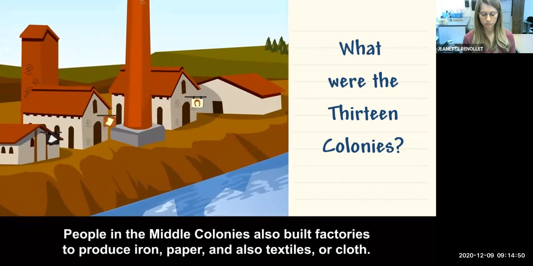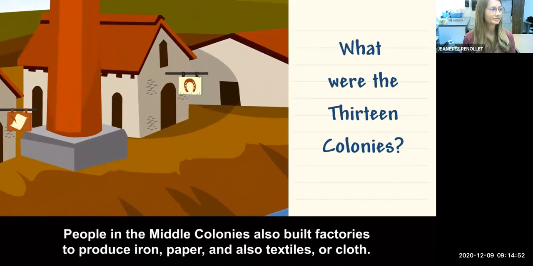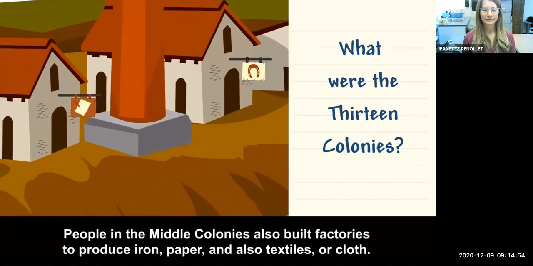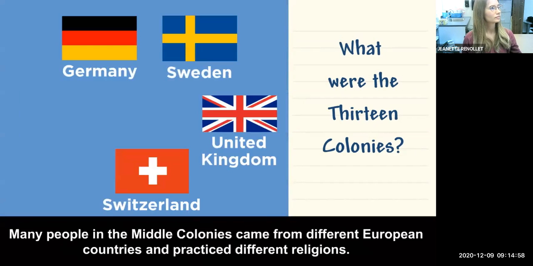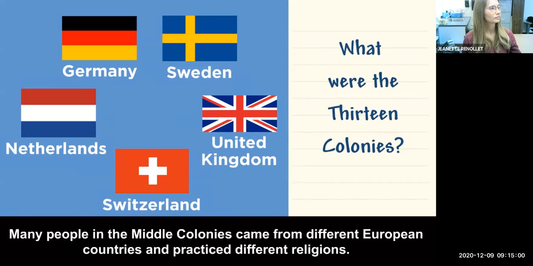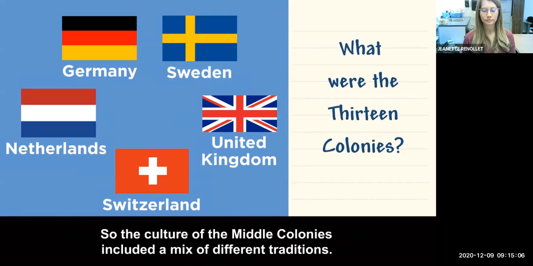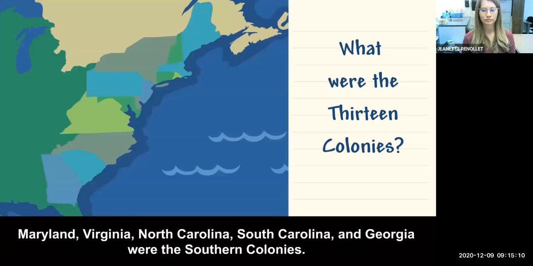People in the middle colonies also built factories to produce iron, paper, and also textiles or cloth. Many people in the middle colonies came from different European countries and practiced different religions. So the culture of the middle colonies included a mix of different traditions.